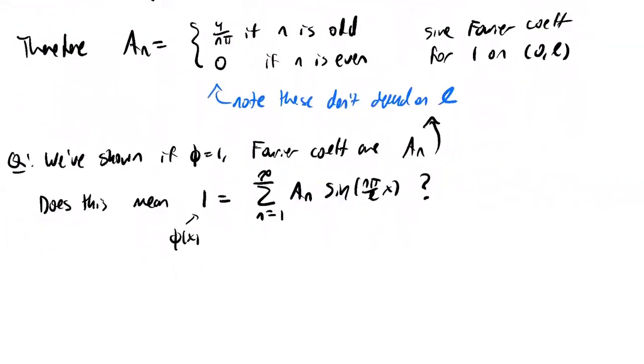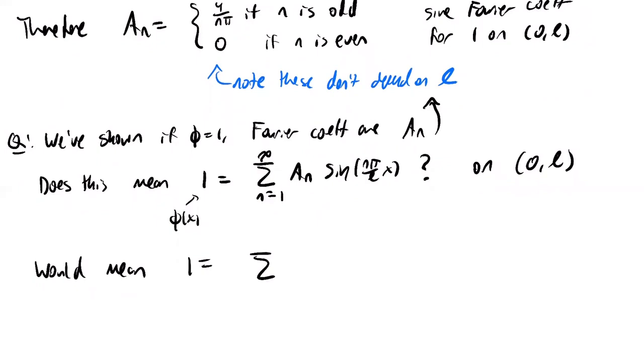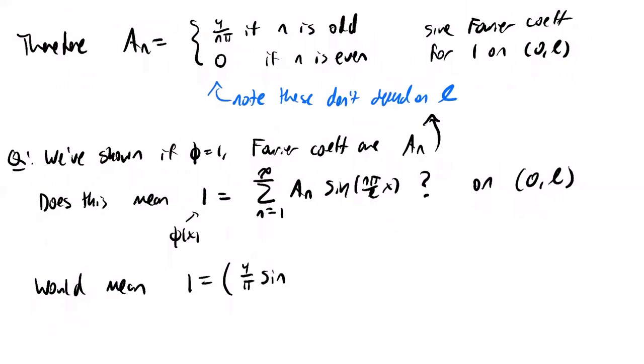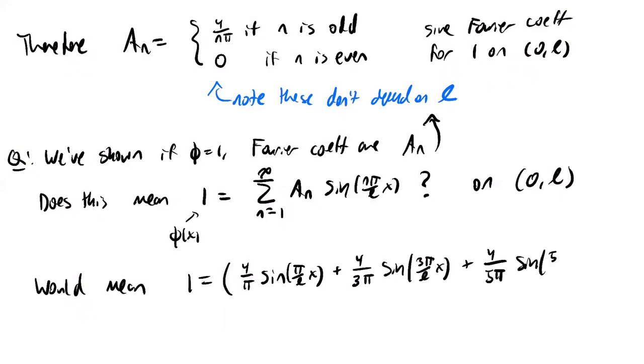What does this mean? Let's plug in what we have. This would mean that, on 0 to L, 1 is equal to, let me write this as a list, since I only have terms corresponding to odd n. I have 4 over pi, when n is equal to 1, sine of pi over L x. When n is equal to 2, it's 0, so I skip to n equals 3. So I have plus 4 over 3 pi sine of 3 pi over L x. The n equals 4 term is 0, so I go to n equals 5. So I have 4 over 5 pi sine of 5 pi over L x, and so on. I just keep going. It's an infinite sum.